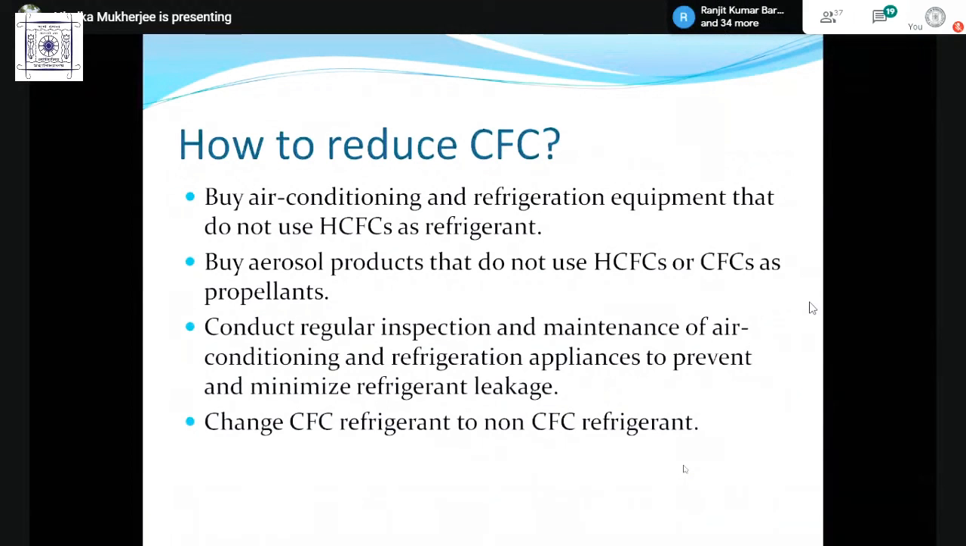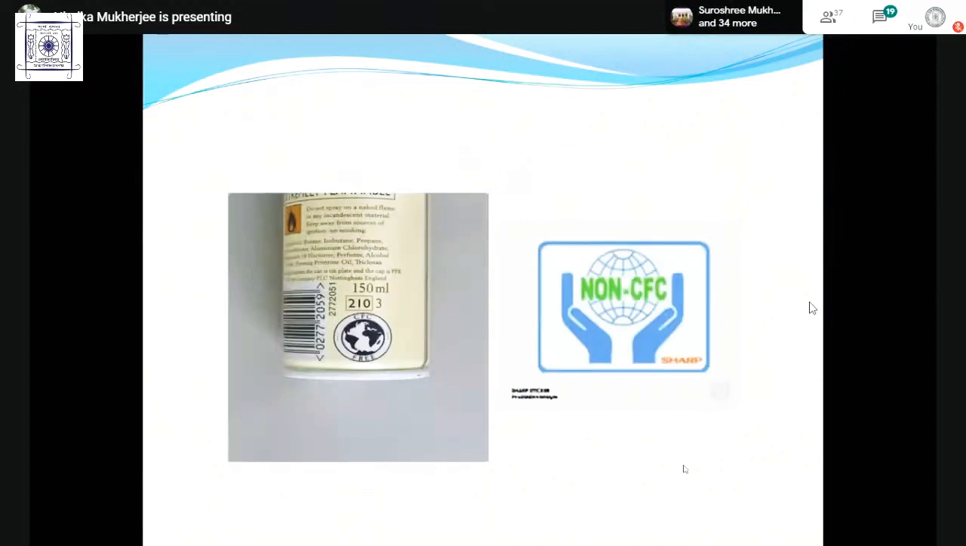We can reduce CFC by buying air conditioning and refrigeration equipment that do not use HCFC as a refrigerant. We can also buy aerosol products that do not use HCFC or CFC as propellant. And we can conduct regular inspection and maintenance of air conditioning and refrigeration appliances to prevent and minimize refrigerant leakage. We can also change the CFC refrigerant to non-CFC refrigerant.